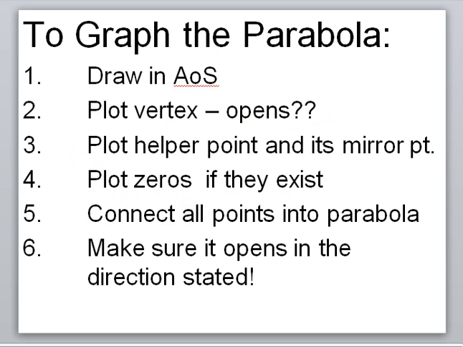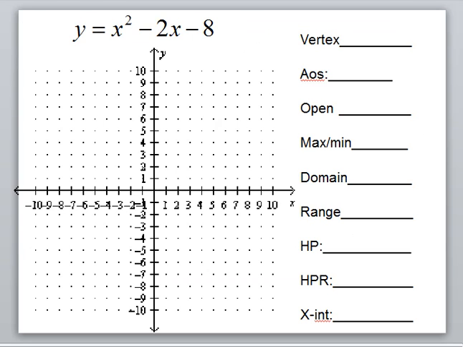So what we're going to do is all of those things: find the axis of symmetry, get the vertex, figure out how it opens, find the helper points and the mirror points. We're going to plot the zeros and then just connect those all together. So these are the types of blanks we're going to fill, and notice they just keep getting a little bit longer. It's still the same process every time. So let's go ahead and find our vertex, negative b over 2a. We'll use this to find our axis of symmetry and our vertex.